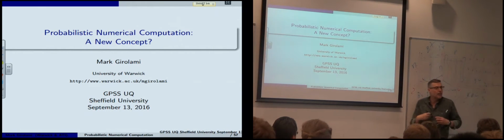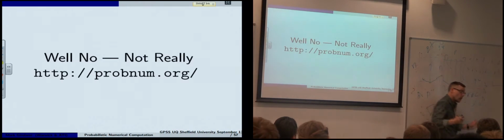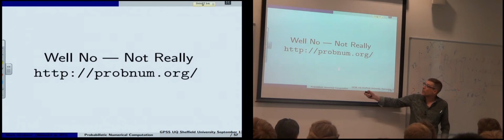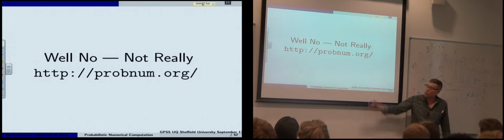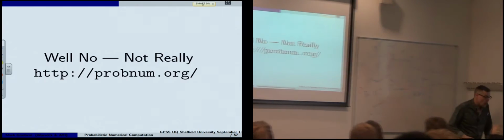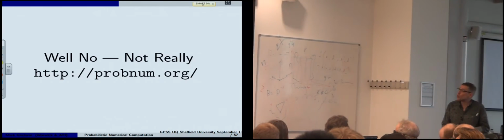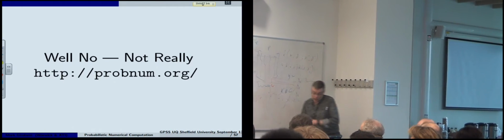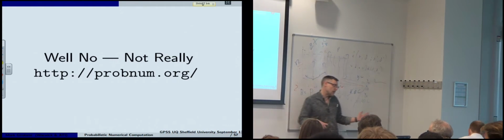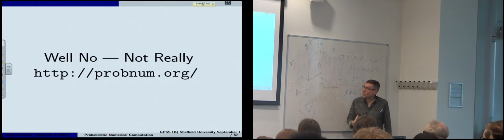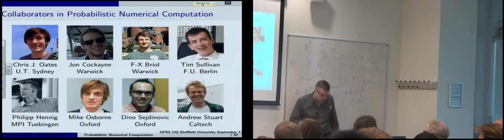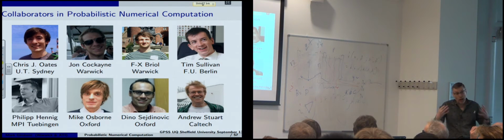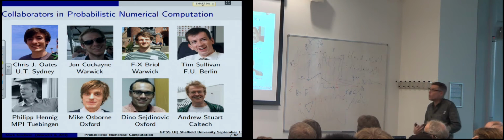So without further ado, the question is this idea of numerical computation as some sort of probabilistic construct, is it a new concept? Well, I've already told you that no, it's not. After this presentation, if you're interested, there's a very nice website, probnum.org, that has a reasonably good representation of the literature surrounding this theme. It gathers literature from mathematics, computer science, and statistics, so it's fairly comprehensive.